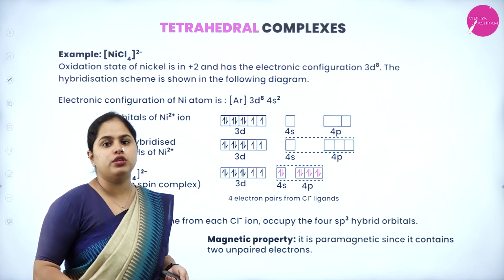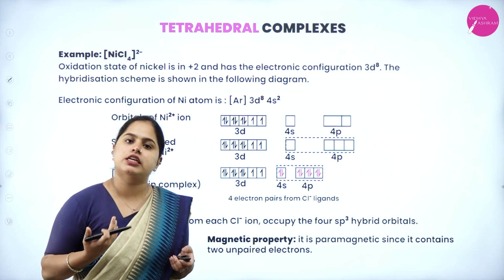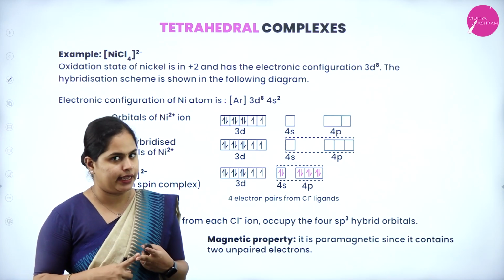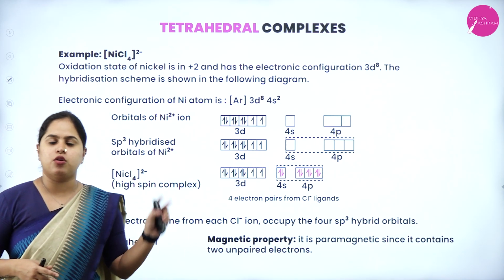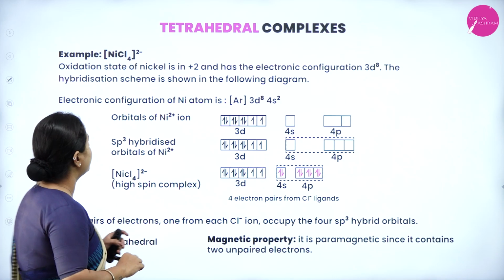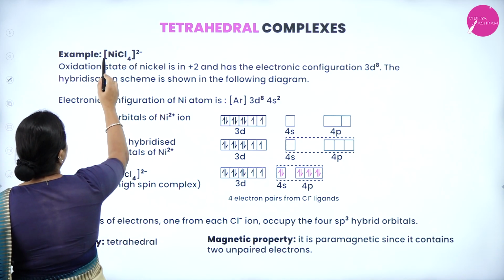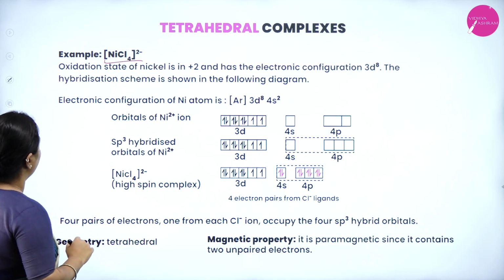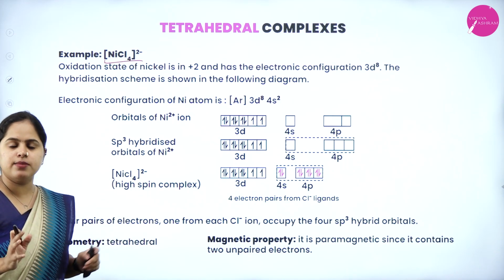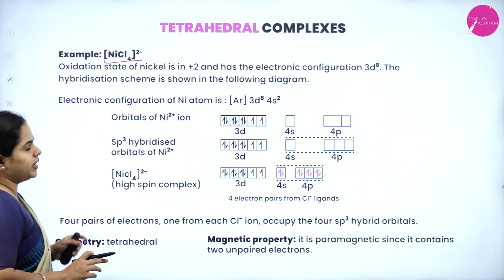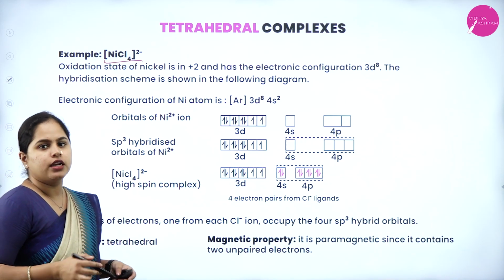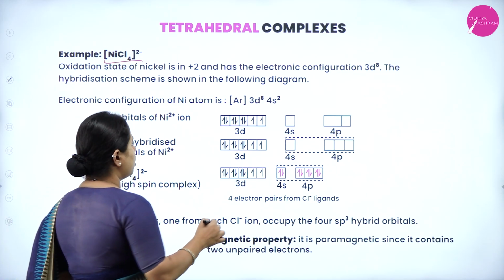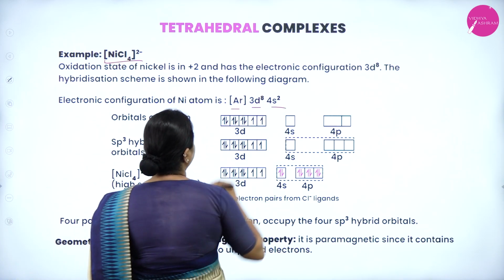Now let's move on to the complexes having coordination number 4. We have already discussed there are 2 possibilities, sp3 and dsp2. We are going to discuss both using examples. First, for a tetrahedral complex, we are going to consider NiCl4 2-. Again, we follow the same steps. The central metal atom here is nickel. What is the atomic number of nickel? It is 28. So the electronic configuration is argon 3d8 4s2.